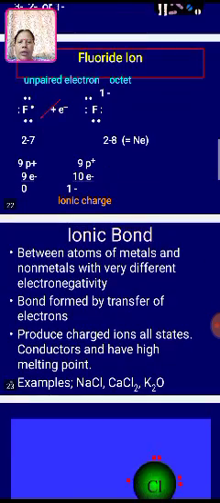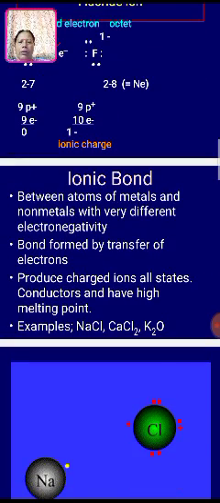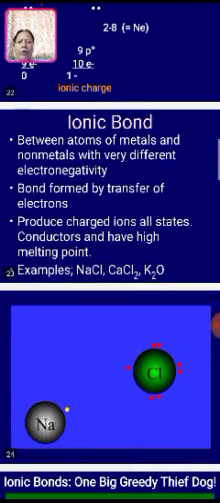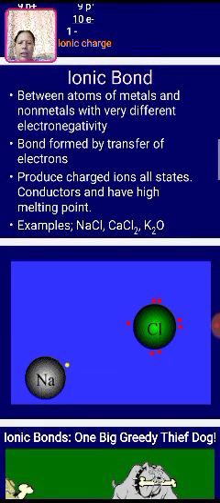in nature. Ionic bond, the bond between atoms of metals and non-metals with very different electronegativity. Bond formed by the transfer of electrons, and it produces charged ions, conductors in molten and dissolved states and have high melting point. For example, NaCl, calcium chloride and K2O.